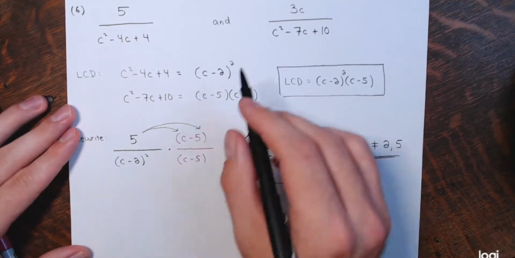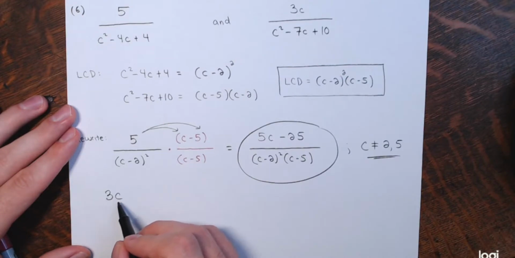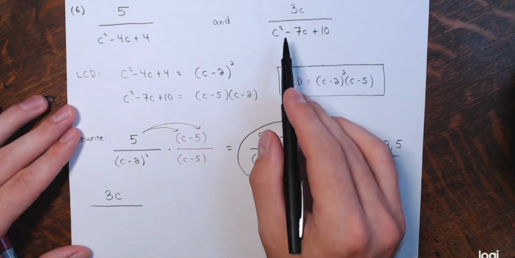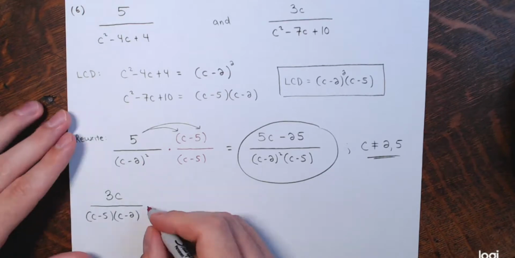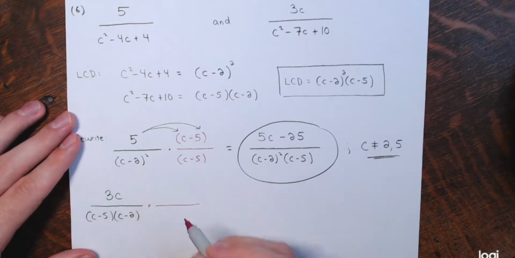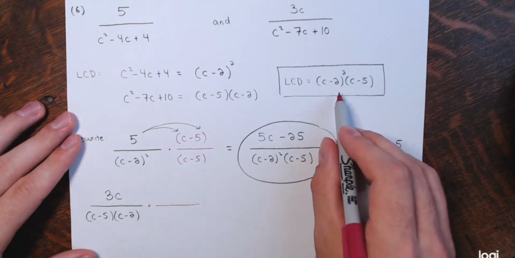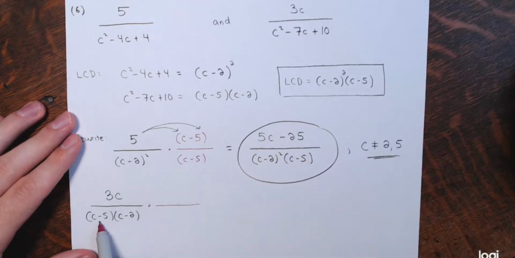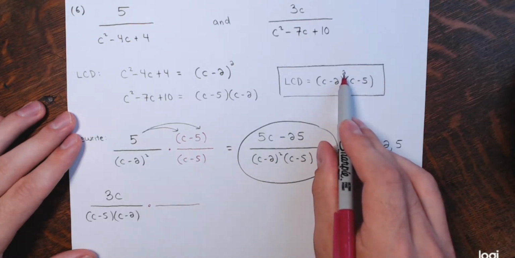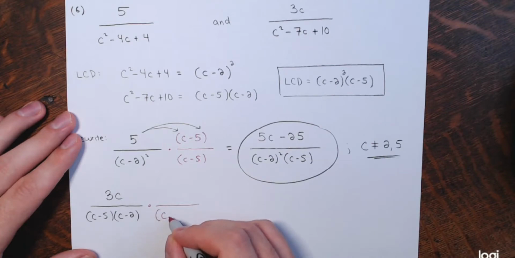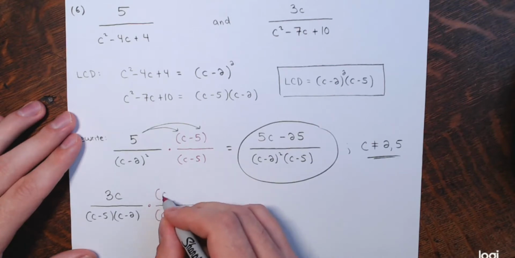All right, moving right along. The second fraction. We have 3c divided by c squared minus 7c plus 10. That's c minus 5 times c minus 2. And once again, I want to multiply the numerator and denominator by something so that the denominator becomes the least common denominator of these two fractions. Well, there's a factor of c minus 5 already. There's one factor of c minus 2, but the LCD has two factors of c minus 2, so it's missing one. So I need to multiply by another c minus 2 in the denominator.